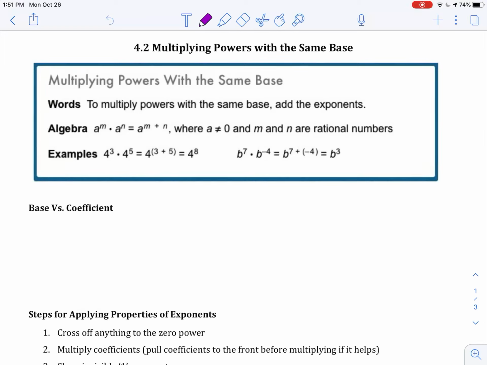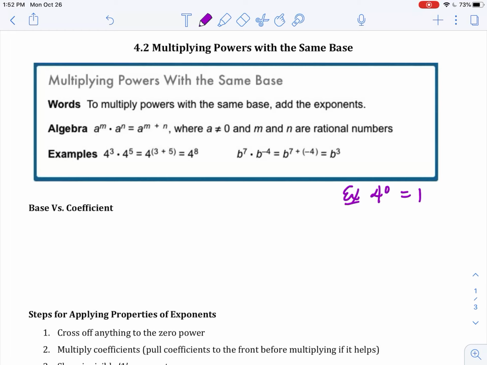In section 4.2, we're going to continue to talk about properties of exponents. So in section 4.1, we learned that if we had an exponent of 0, the whole thing became a 1. So for example, this is what we learned in 4.1. If we add something to the 0 power, we just get a 1. The whole thing becomes a 1.